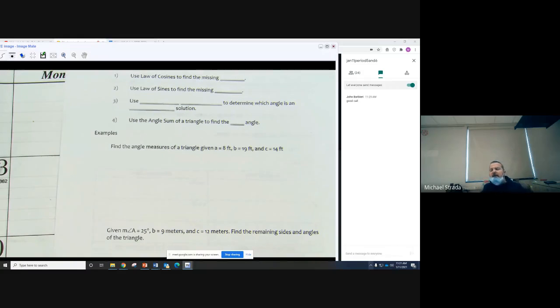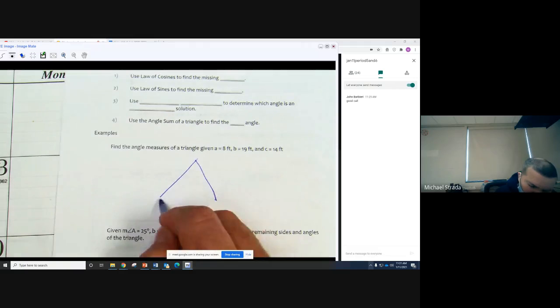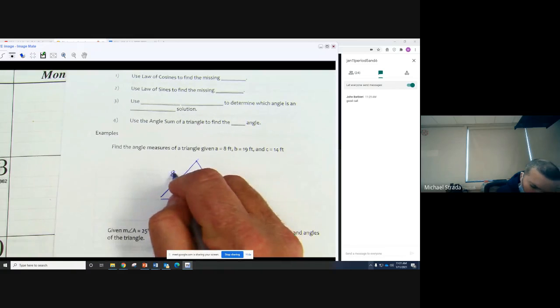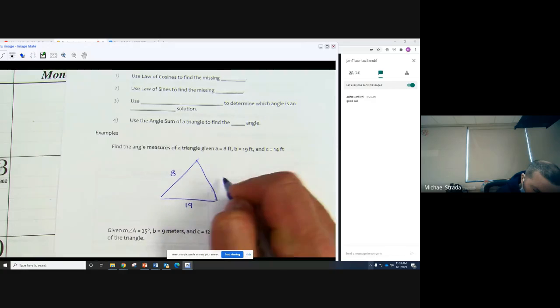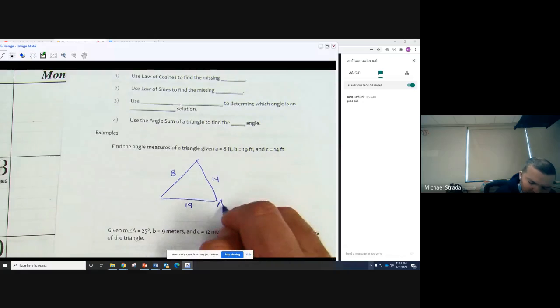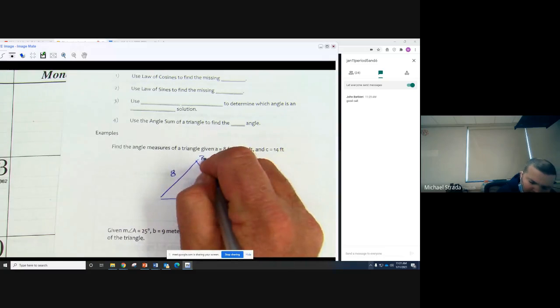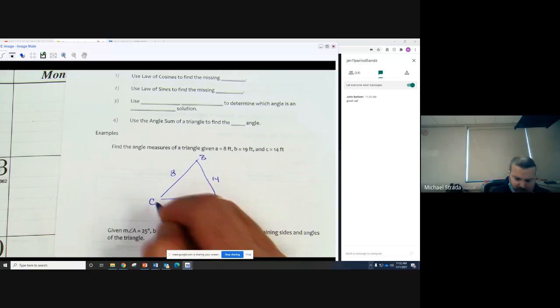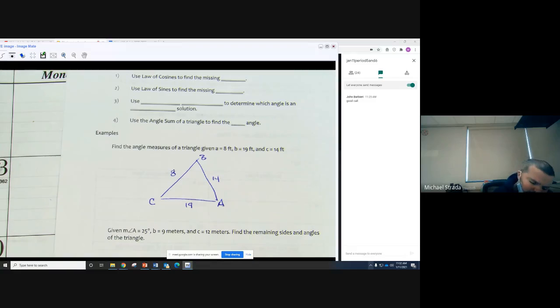So, find the angle measures of a triangle given A equals 8 feet, B equals 19 feet, and C equals 14 feet. All right, so we start with a triangle. We can put the side lengths anywhere you want, 8, 19, and 14. This is going to be A because it's opposite little a. This is going to be B because it's opposite little b. And that's going to be C. You look for the longest side, which is 19, and we're going to find the angle opposite that. So that would be B.